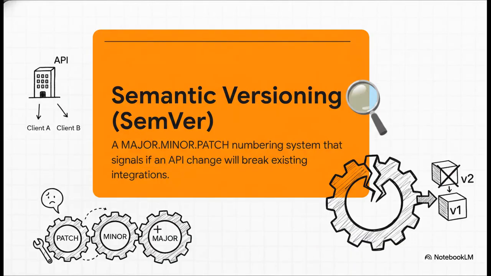The answer is versioning, and a really common standard for this is called semantic versioning. It uses that three-part number you've probably seen around: major, minor, patch. A patch release is for a tiny bug fix. A minor release adds new features, but doesn't break any of the old ones. But a major version change, like going from V1 to V2, that's a big deal. It signals a breaking change. It tells developers, hey, we've changed the menu and you're going to need to update your order.